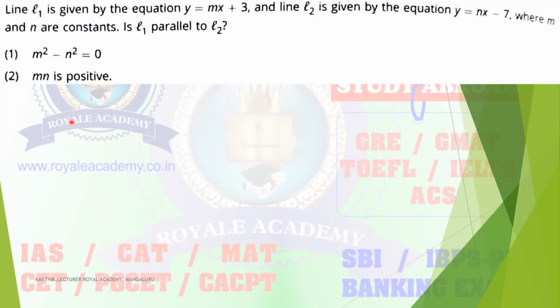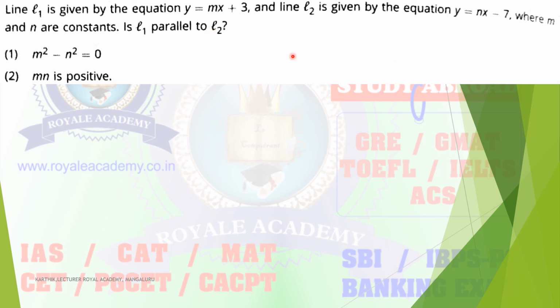Next one. Line L1 is given by the equation y is equal to mx plus 3, and line L2 is given by the equation y is equal to nx minus 7, where m and n are constants. Is L1 parallel to L2? So you have to determine whether L1 is parallel to L2 or not.